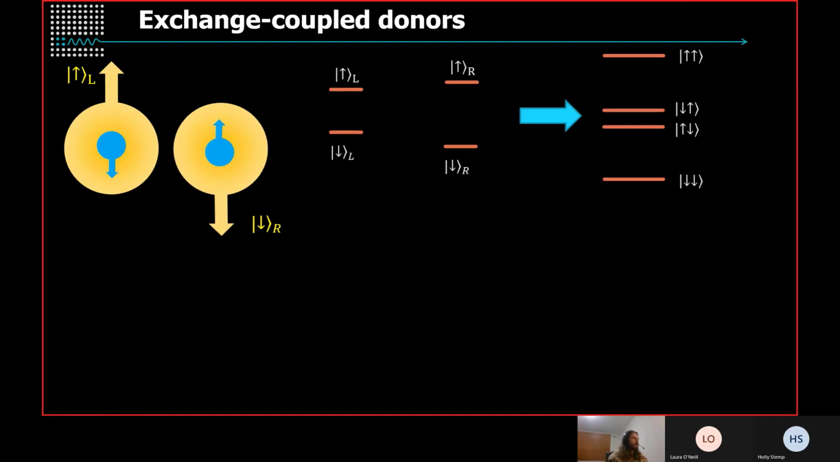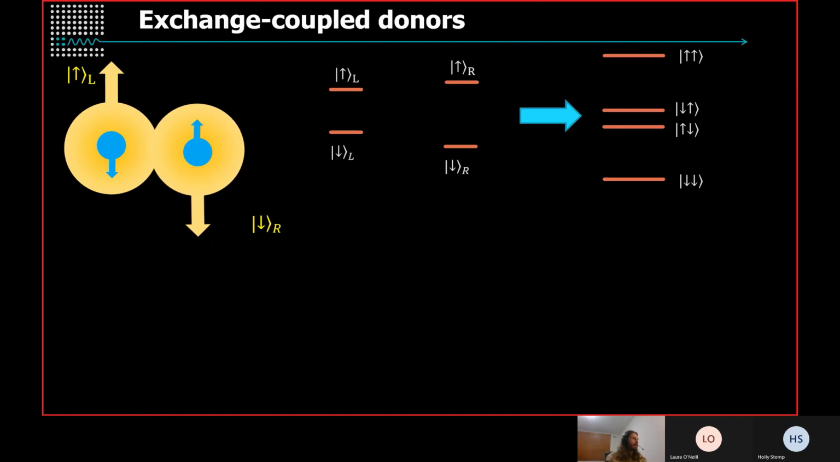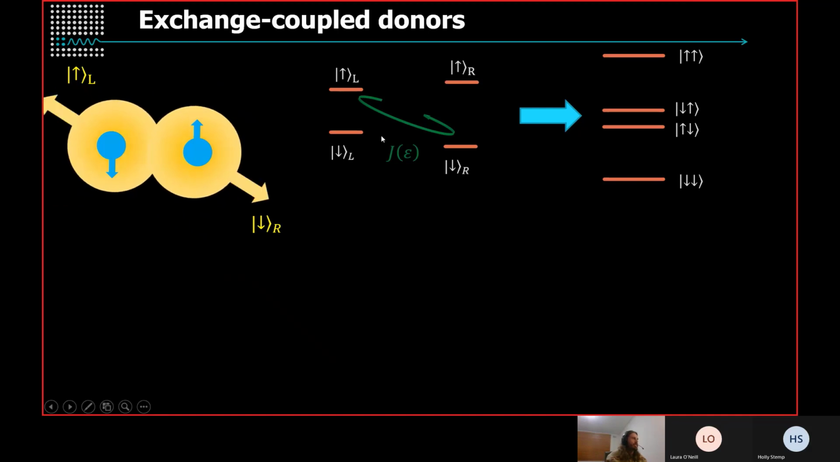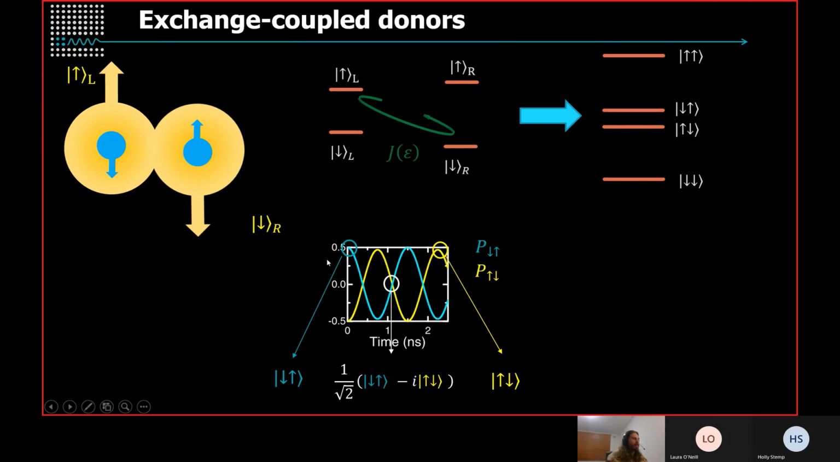Now, as we bring these 2 donors together, the electrons will start to interact. And this interaction is called the exchange interaction. It's called exchange interaction because it has the effect that it tries to exchange the spins of the 2 qubits. So we get something that are called the exchange oscillations, where we get transitions between the down-up state and the up-down state. And again, in the middle between those 2 extreme cases, we get something that we before identified as an entangled state. So the thing that Einstein really didn't believe should exist.